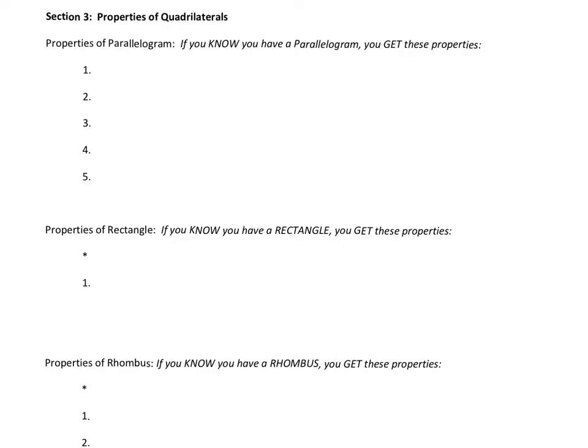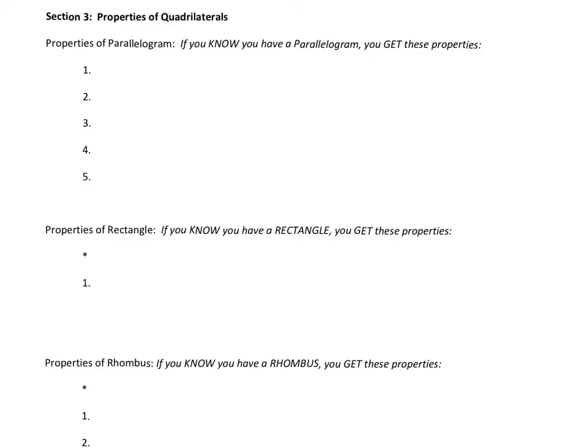In the previous section, we talked all about the definitions of quadrilaterals, but definitions are limited. They are usually only one or two things, and they tell you exactly what defines that quadrilateral. But properties are things that you also get if you know you have a certain quadrilateral.